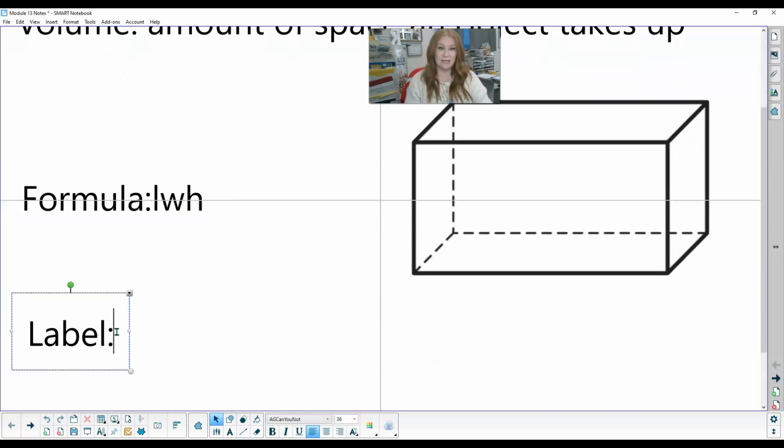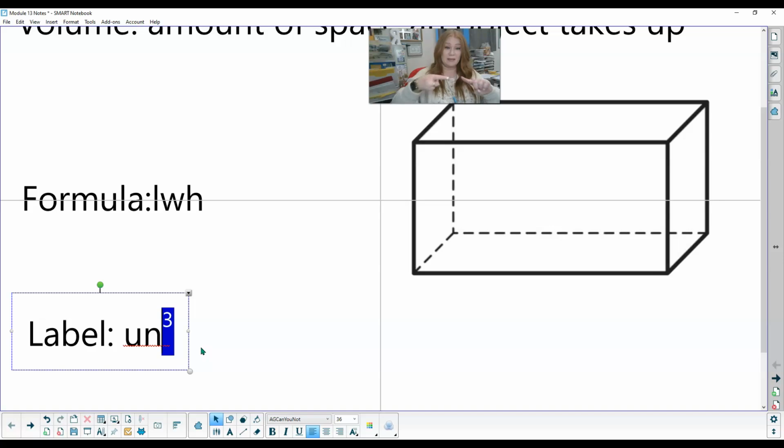When we are labeling that, you are going to label it units, and then you are going to label it cubed. Instead of squared, like we have been doing, because we were doing 2 dimensions, length times width, but now we're doing 3. We're making a 3D object now. You need the length, the width, and the height. So now we're saying how many little cubes can fit inside of that rectangular shape.